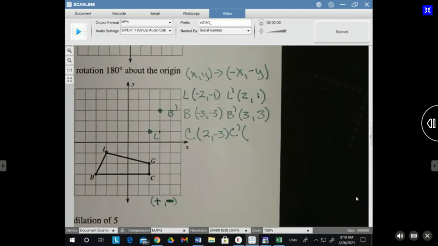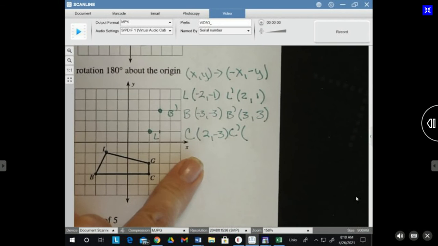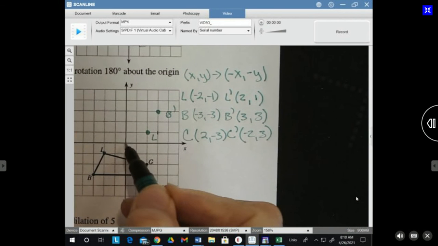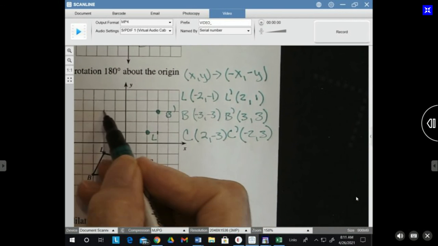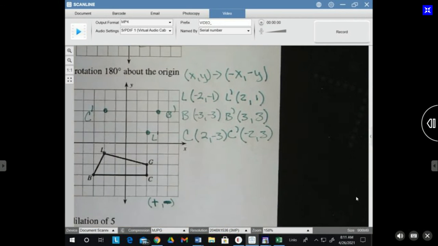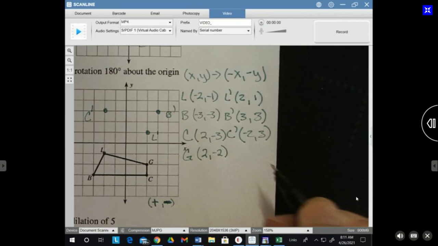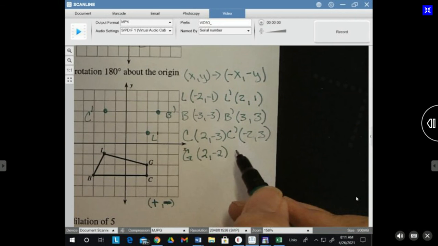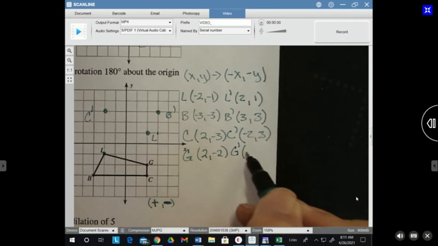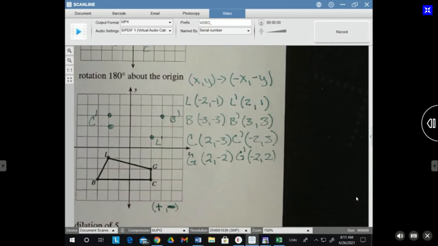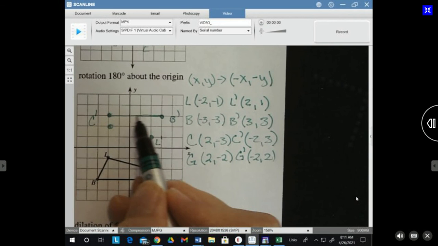All right, opposite of 2 is -2. Opposite of -3 is 3. So C prime, left 2. All right, last one, G. 2, -2. Good job. So left 2, up 2. All right. Connect.